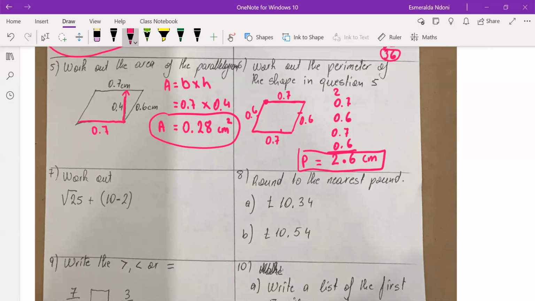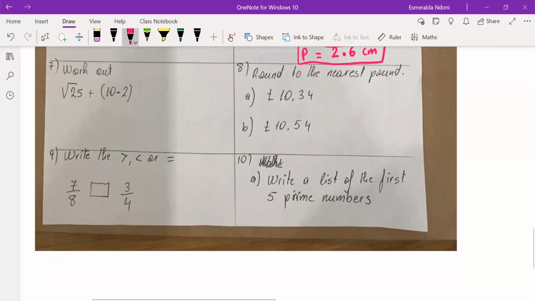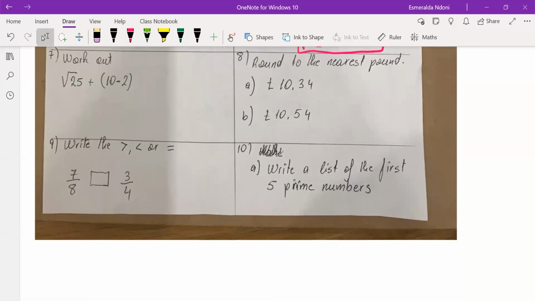Moving on to question number 7. Well, this is a little bit more complicated. However, we know that when we are asked to do working out with loads of operations, we write BIDMAS. Danae is very, very good at writing it each time. Now, let's check. Have we got brackets? We do. So let's just leave everything else as it is and we sort out the brackets. 10 take away 2 is 8. So I've done the brackets.